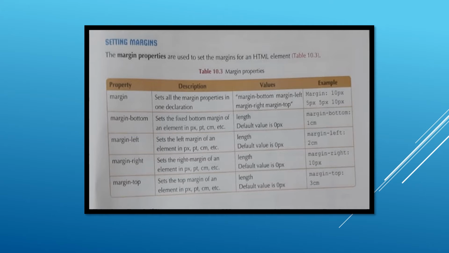Setting margins. The margin properties are used to set the margins for an HTML element. Margin. It sets all the margin properties in one declaration. Margin bottom, margin left, margin right and margin top. Margin bottom. It sets the fixed bottom margin of an element. Margin left. It sets the left margin of an element. Margin right. It sets the right margin of an element. Margin top. It sets the top margin of an element.